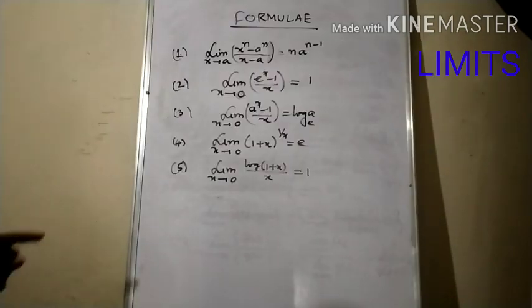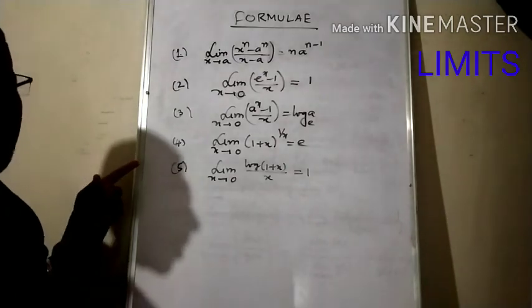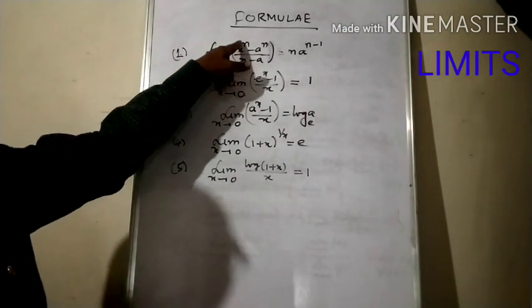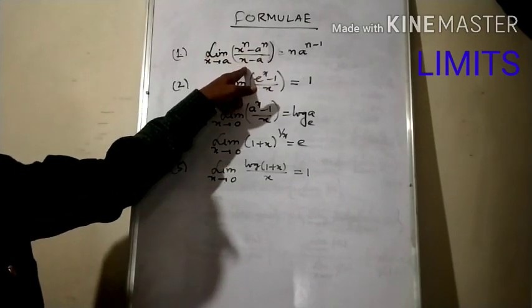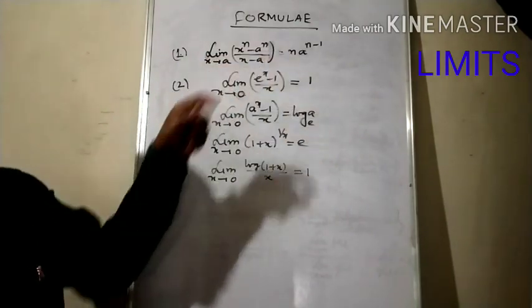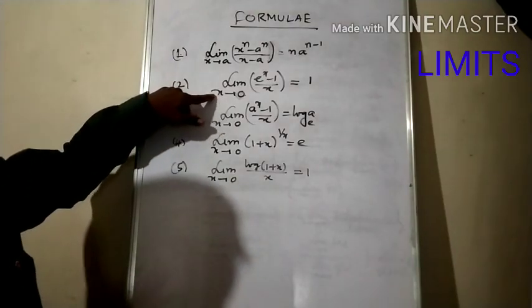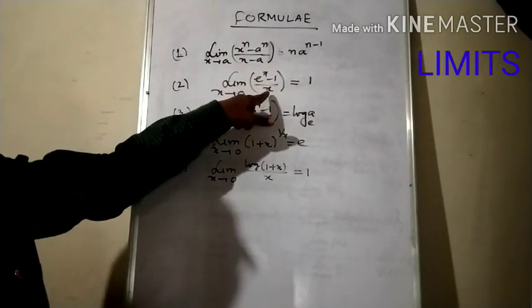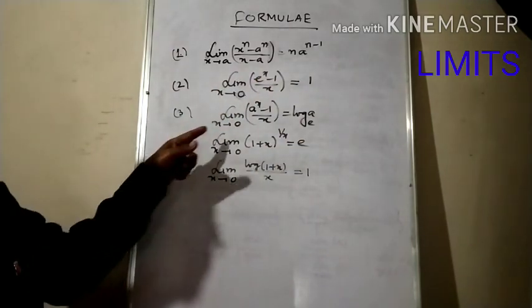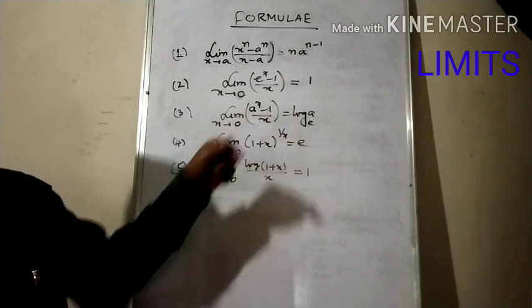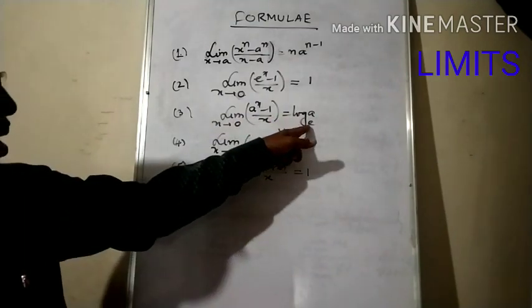Now we have to know some formulas based on limits. What is the first formula? Limit x tends to a of x to the power n minus a to the power n by x minus a equals n a to the power n minus 1. Formula number 2: limit x tends to 0 e to the power x minus 1 by x should be equal to 1. The third one: limit x tends to 0 a to the power x minus 1 by x equals log a to the base e.